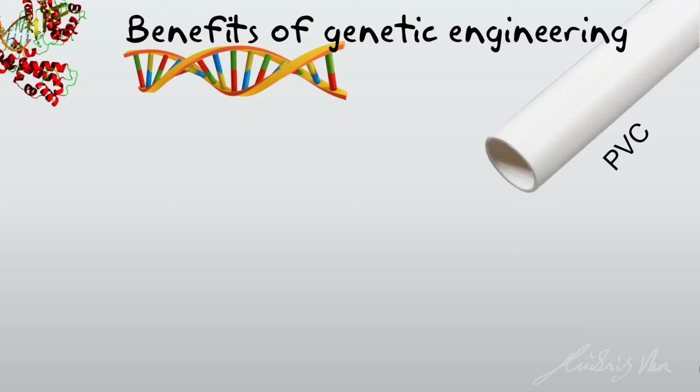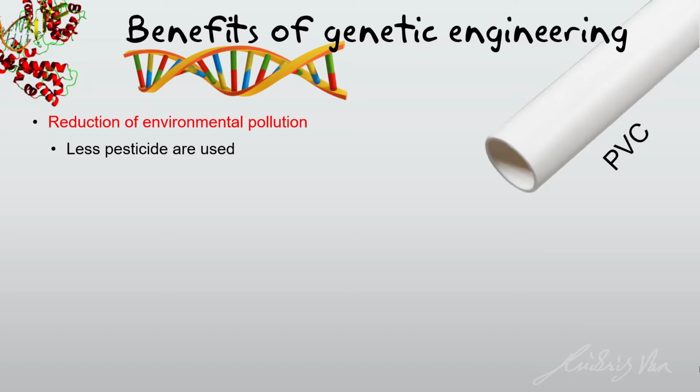So what are the benefits? We look at P. P stands for pollution. Of course, not more pollution, but reduction in pollution of the environment. Why? Because we are using less pesticide. Why are we using less pesticide? We have to look at V. V for variety. Because the crops are of better variety.